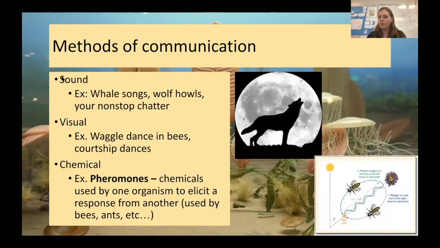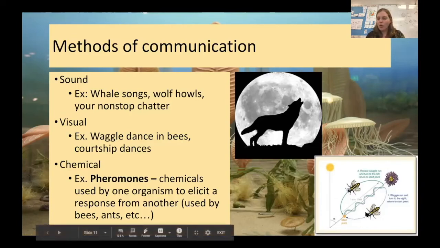Sound is probably the top way we would think about communication because we talk to each other. It's really common in mammals and birds to use sound communication as well. Bats use echolocation to communicate with themselves about what the environment looks like. Visual is sight, and so plenty of organisms communicate by sight. Birds will do really cool courtship dances. If you get a chance to look at any courtship videos, they're really neat.